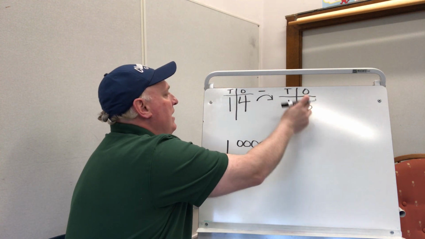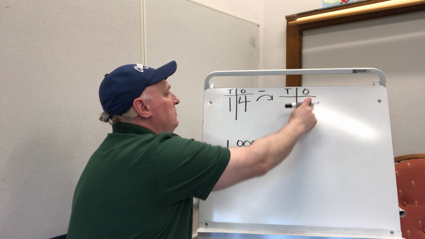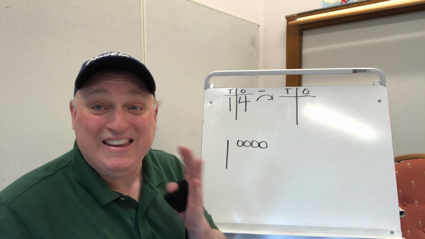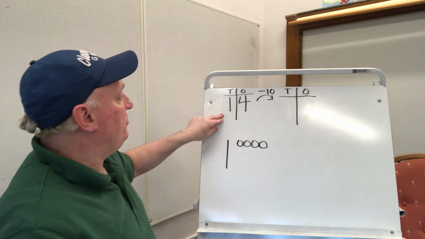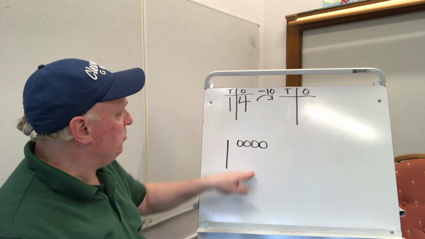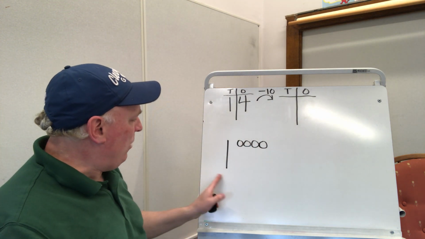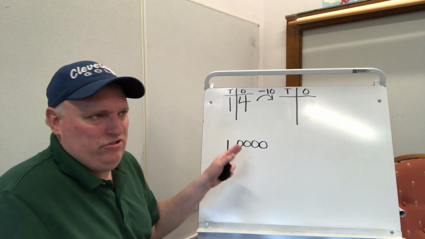So I could also take away 10. So I start with 14. There's my picture of 14. I'm going to take away 10. How many do I have left? Well, how would I take away 10 from here? Can I take 10 away from here? No, because I've only got 4.